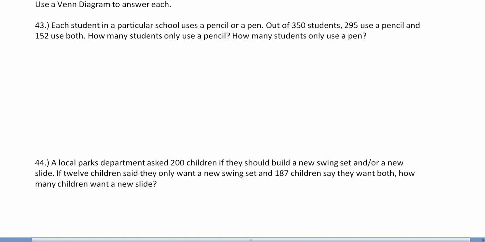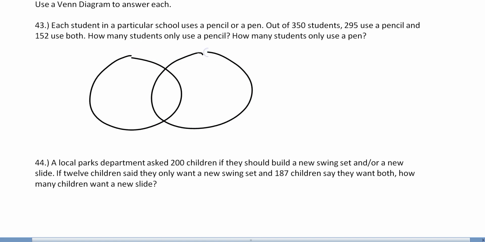For these last two, just drawing a Venn diagram for this. So again, this one, we're surveying students in terms of pens and pencils. So I'm going to call the pencils over here and the pens over here. And so for this one, it says that 350 students, we're surveying them.